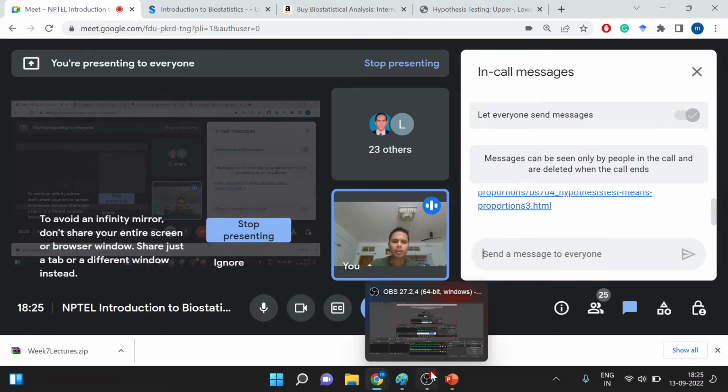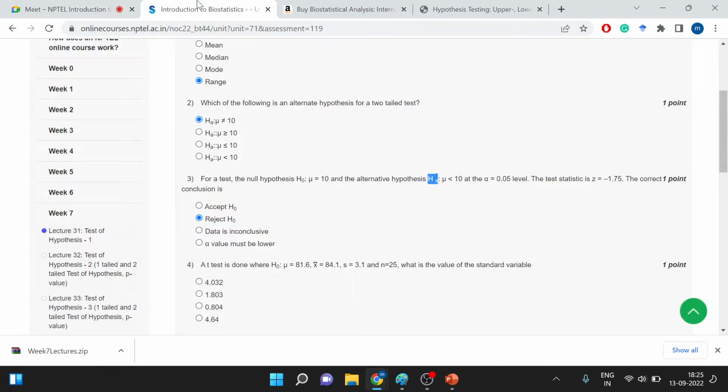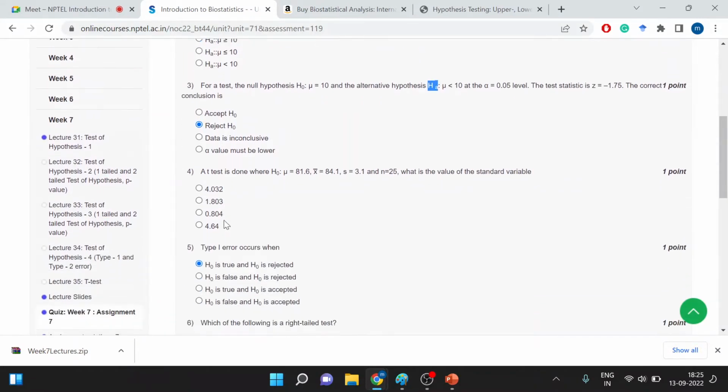But let me know, okay? Is everyone okay with the explanation as to how we got to this answer where we rejected the null hypothesis? Is that okay? Does anyone have doubts? Yes. Please ask. Anyone with doubts? Okay, we'll move on to the next question.